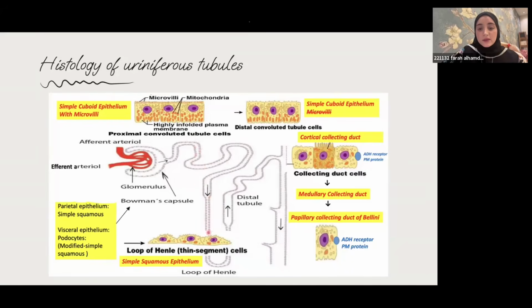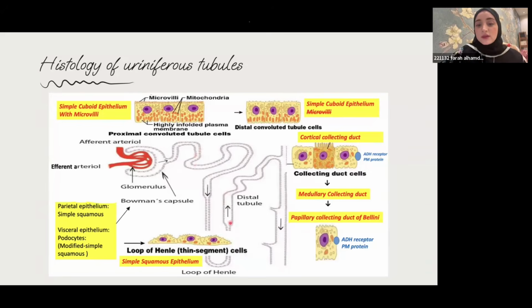Then moving on to the loop of Henle, this entire area, the thin descending and ascending loop of Henle, we have simple squamous epithelium. And actually it's really thin, so you could imagine simple squamous, yeah.